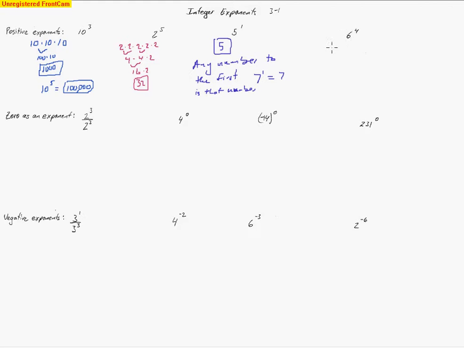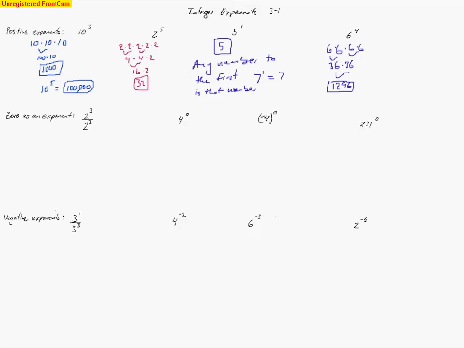So 6 to the 4th just means I'm multiplying those 4 6's. Group those 2 6's together, that gives me 36. 36 times 36, a little tough problem there, but what it comes out to is just under 1,300. It's 1,296. So we got another concept here.